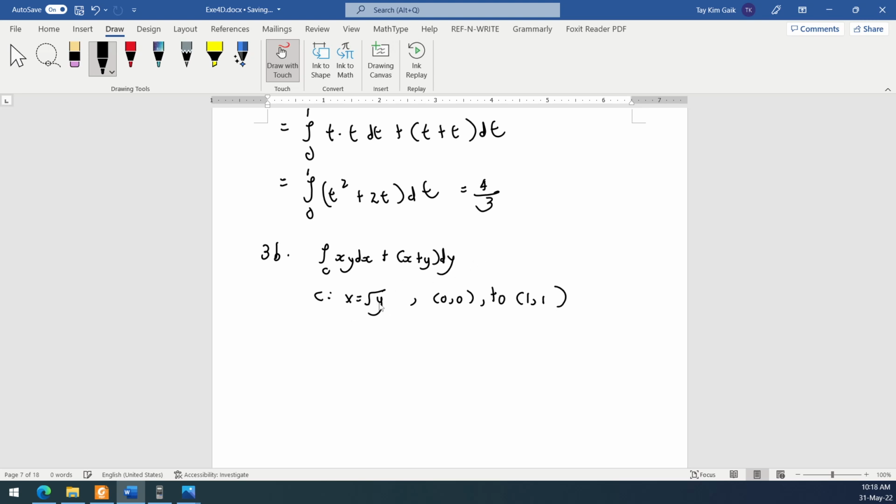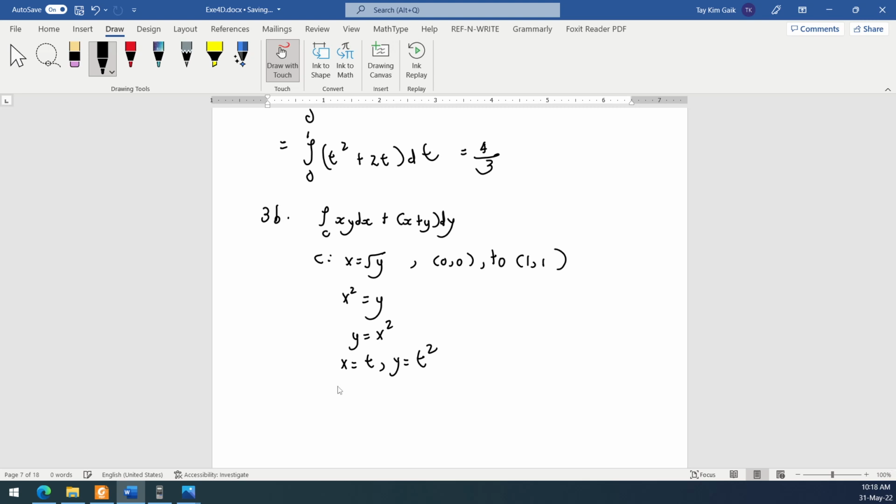If you want to eliminate the square root of y, you may square it, so you have x squared equal to y. Then you have y equal to x squared. Then I may let x equal to t, then y equal to t squared. So dx equal to dt, dy equal to 2t dt. So that's the line integral here.